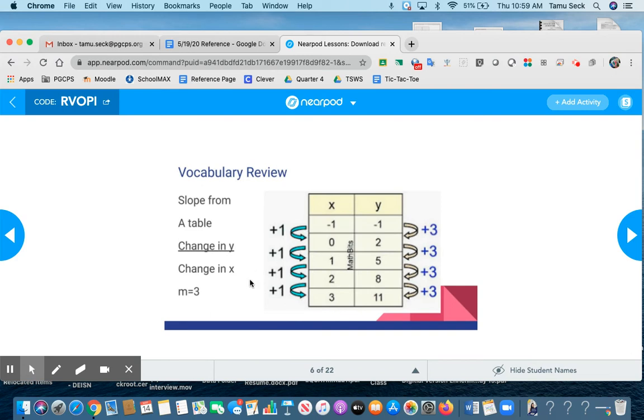The slope from a table, you find it by finding the change in y over the change in x. In this problem, the change in y is 3 and the change in x is 1, so the slope is 3.